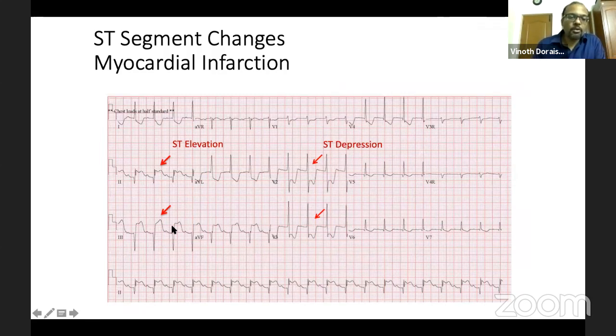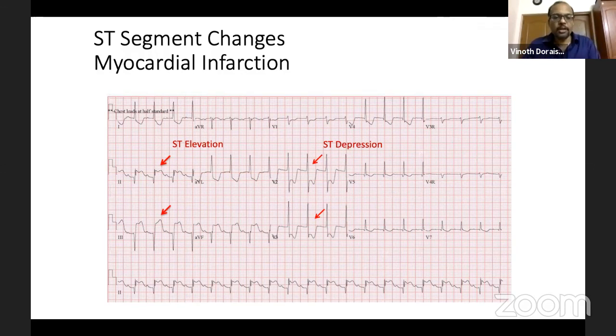Now that is because the depolarization wavefront is traveling towards the leads which are over the infarcted segment. So the leads which are opposite to the infarcted segment, opposite to the inferior wall, will be the anteroseptal wall. Because the depolarization wave is traveling towards the infarcted segment and away from the opposite leads, you will have an ST segment depression in the anteroseptal leads. So here in inferior wall myocardial infarction, you will have an ST depression in the anteroseptal leads. So this is the reciprocal ST changes.